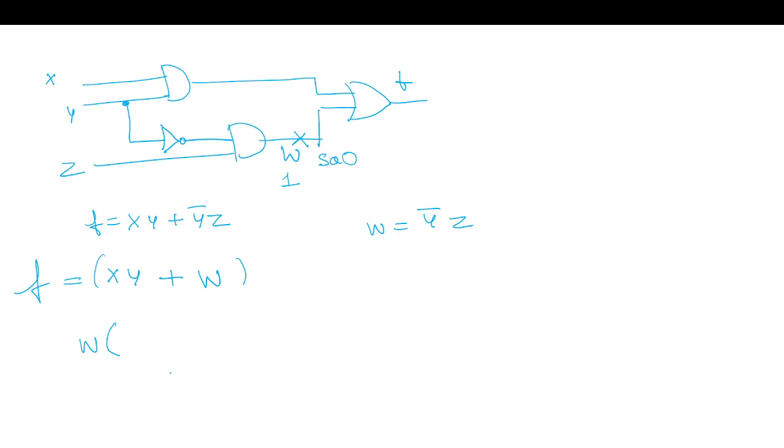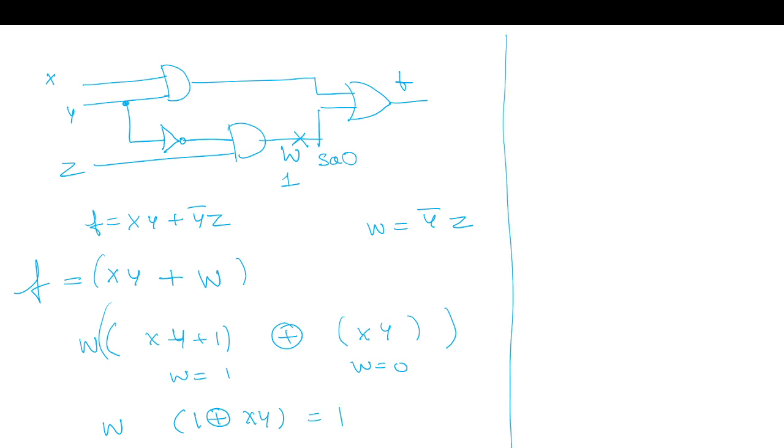So let's write the expression when W is 1 and when W is 0. When it is 1, it is xy plus 1 XORed with xy plus 0. So it is 1 XORed with xy into W. This should be 1. Any number with an XOR gate, I'm just writing the truth table of the XOR. X is equal to 1, y is equal to 1, z is equal to 0.